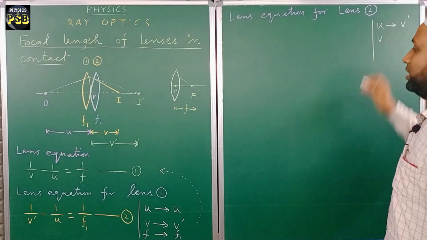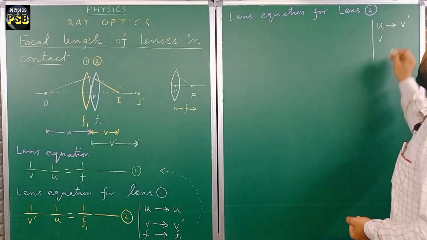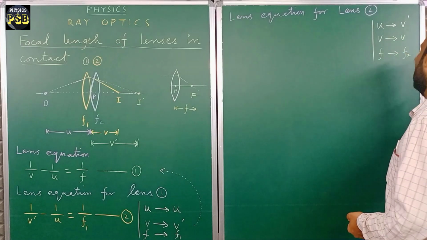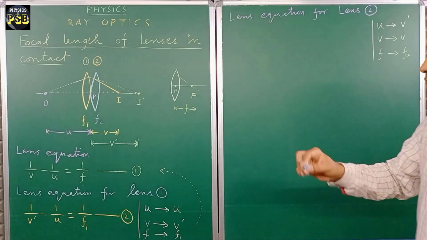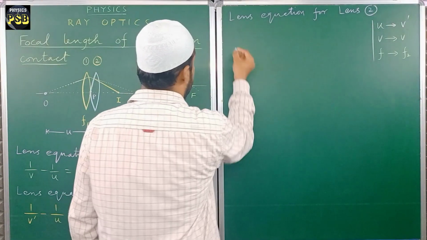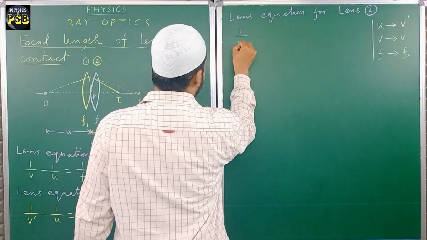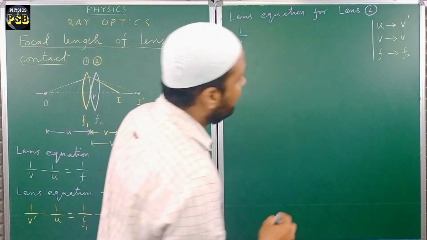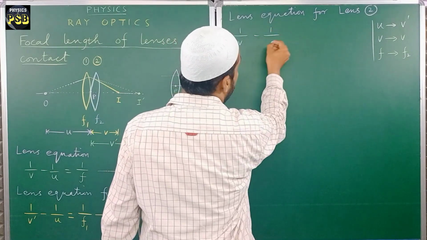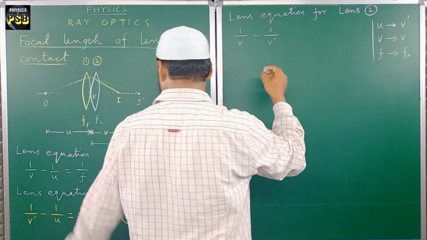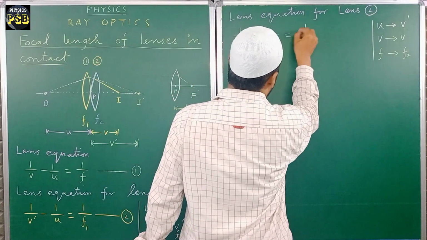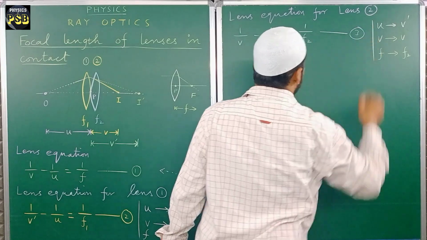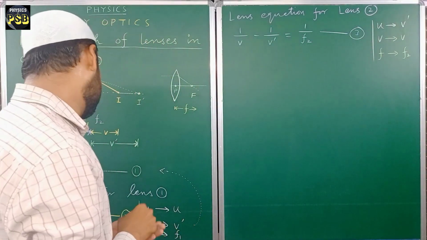Then V, there is no change in it. It is taken as V only. Then F is chosen as F2. Now by substituting these things in equation number 1, you see what I get? I get this: 1 upon V minus 1 upon V dash, in the place of U I write V dash, equals 1 upon F2. This is taken as equation number 3.